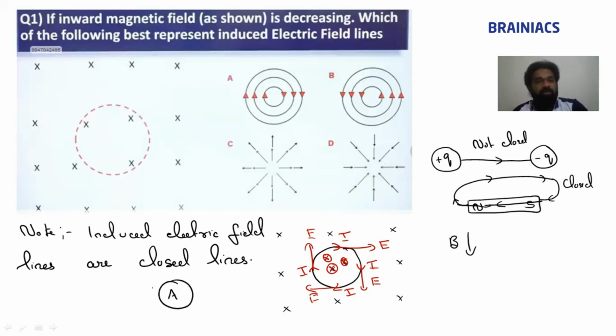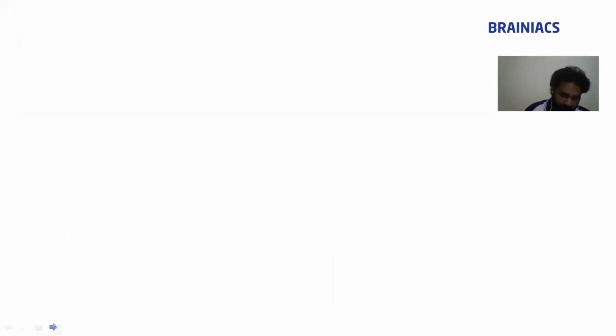One more concept which we need to understand from this question is that induced electric field lines are closed ones, but the electric field lines due to charges, or electrostatic electric field lines, will be what? They will not be closed lines. Clear? So be very precise and clear on this. We will move to the next problem.